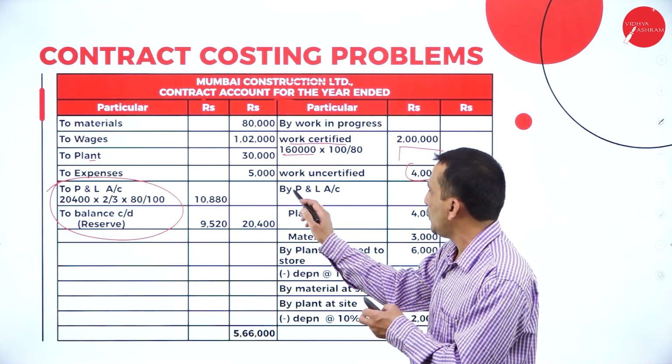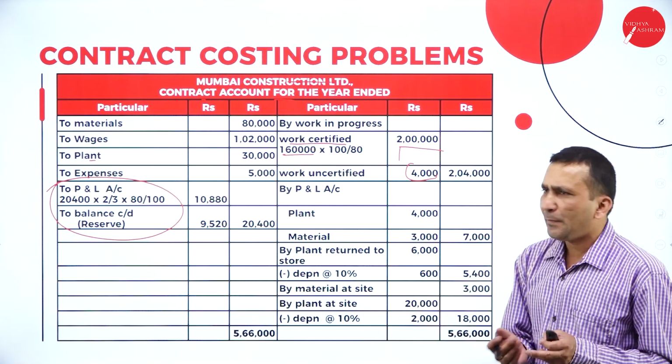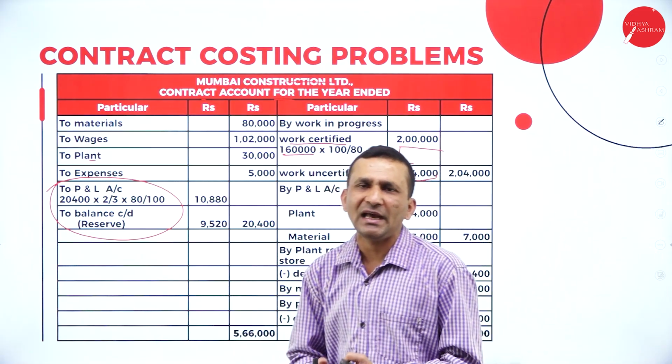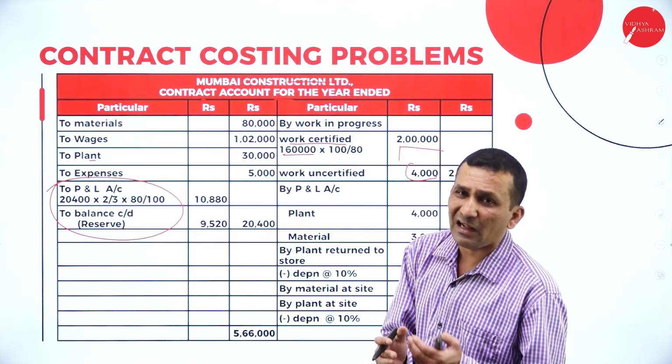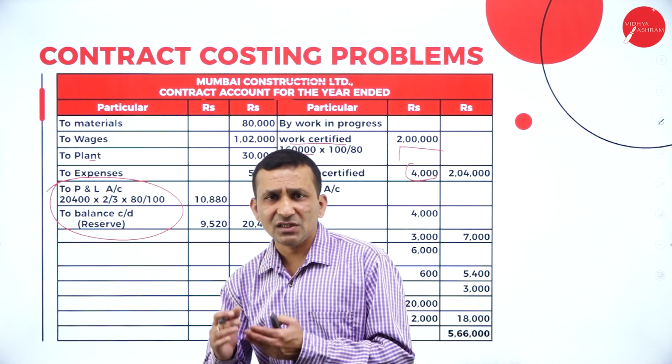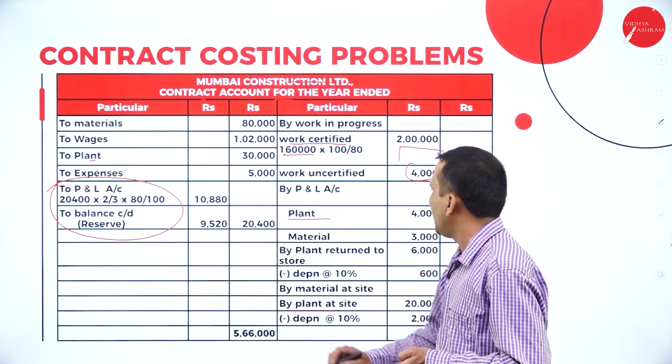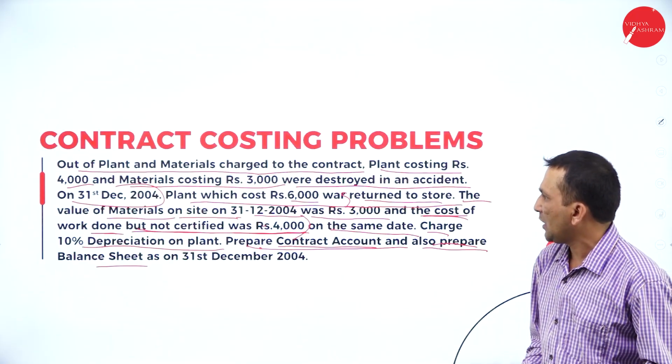Now moving to the by P&L account. Why are we doing this? Because we need to carry it forward, since the value of the assets, the value of the material, is reduced, and the value of the plant is reduced because of depreciation. The first one, plant. The plant cost, how much is given in the question?